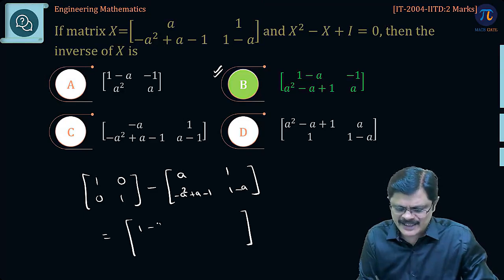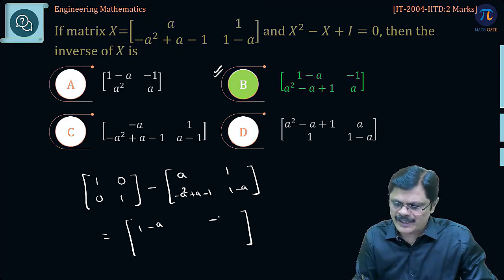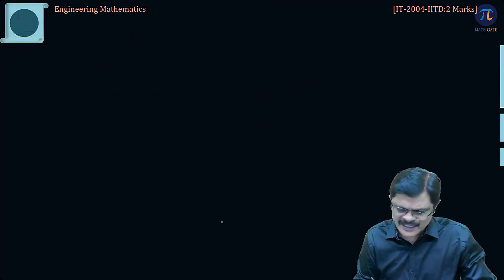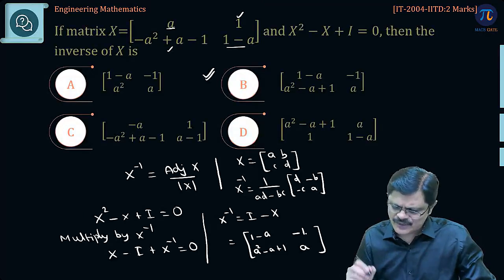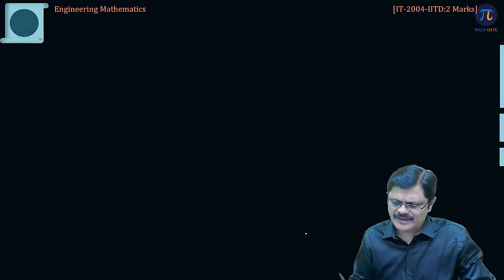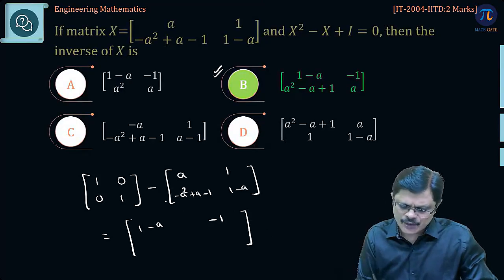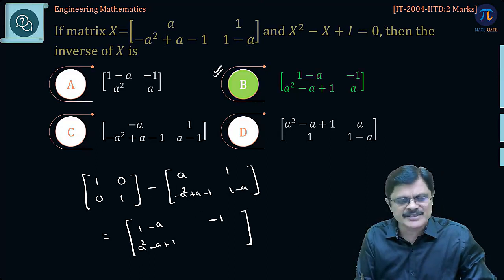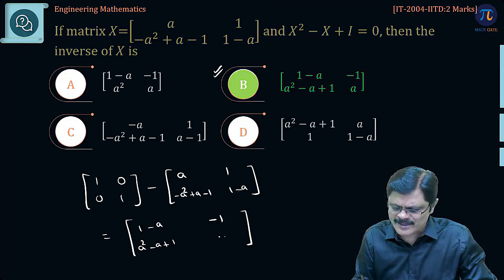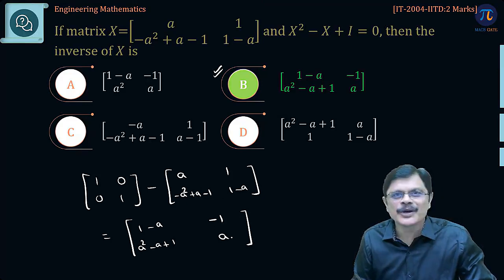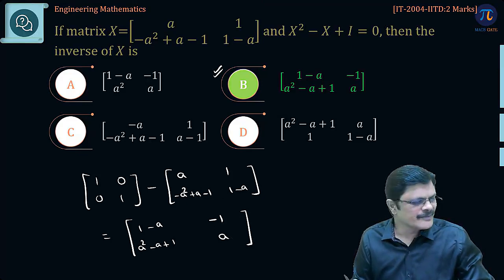1 minus A, then it is 0 minus 1. Did I write minus A here? I wrote minus 1 only. Correct. Then it is 0 minus this, which means A square minus A plus 1. And it is 1 minus of minus, that is, 1 and 1 cancel, minus of minus is plus A. Hope you understand this. Is the idea clear?